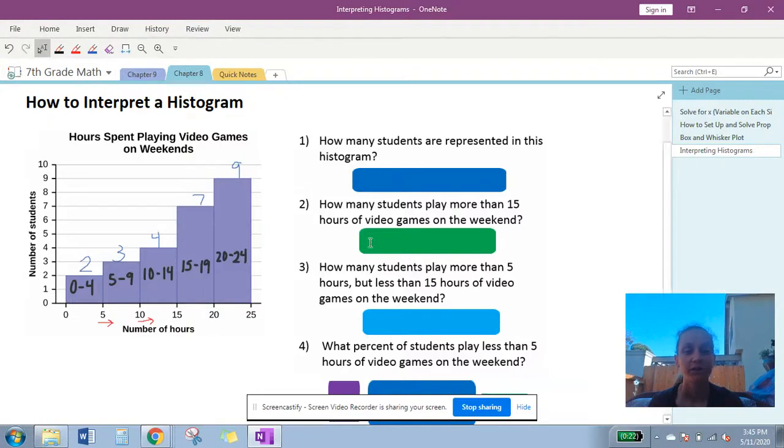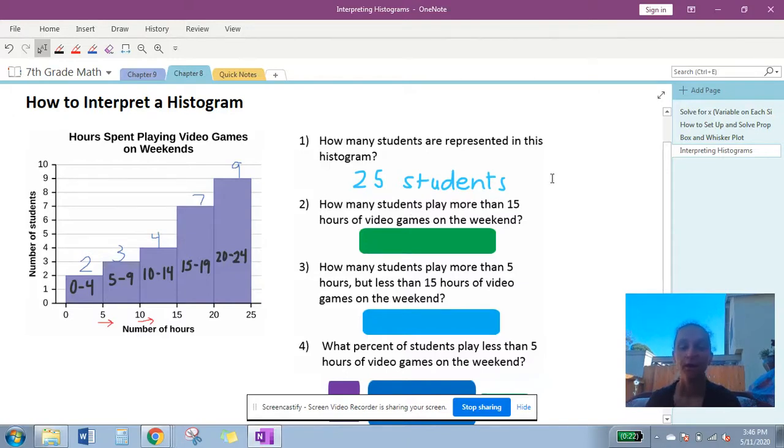So the first question is asking how many students are represented in this histogram. For that, I'm just going to add up all the numbers here, because this is saying that there's 9 students in this interval, 7 in this one, 4, 3, and 2. So if I add all those up, I'm going to get that 25 students are represented in this histogram. So they interviewed 25 students to see how much they played on the weekends.